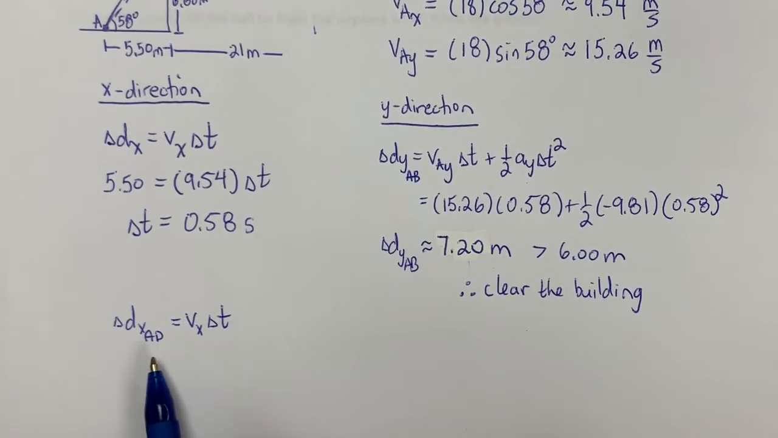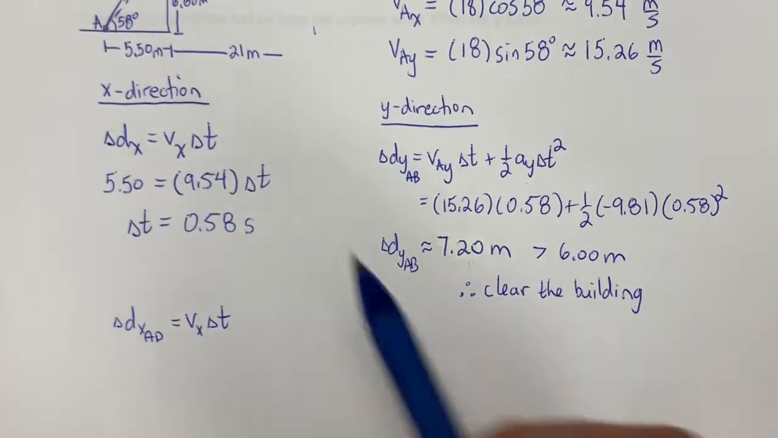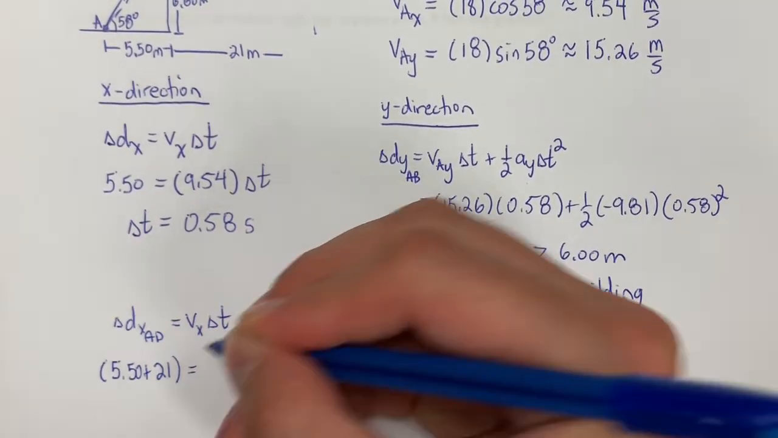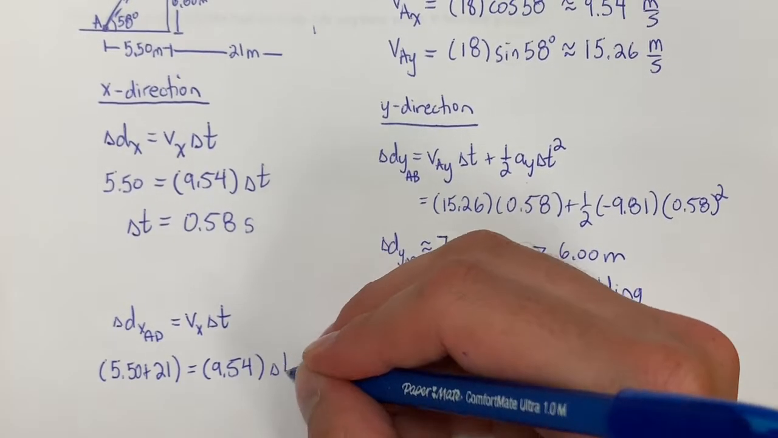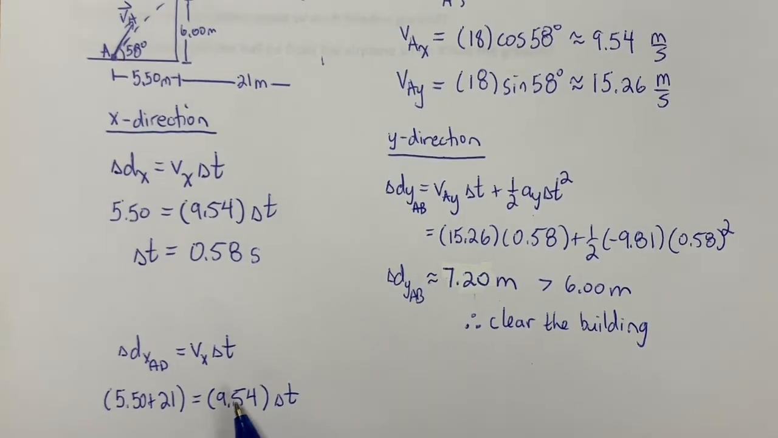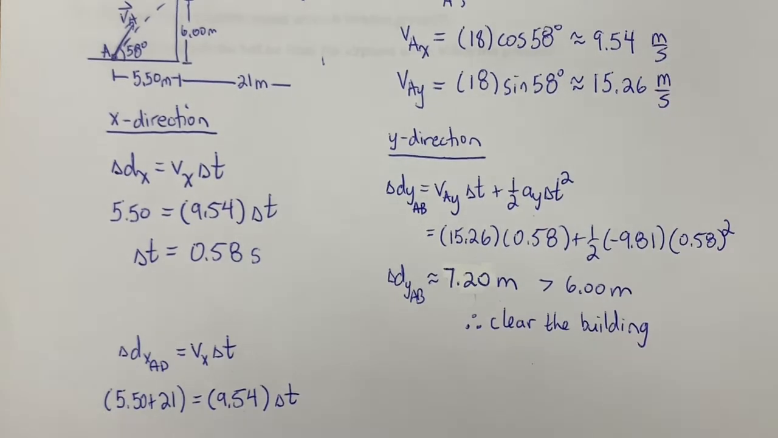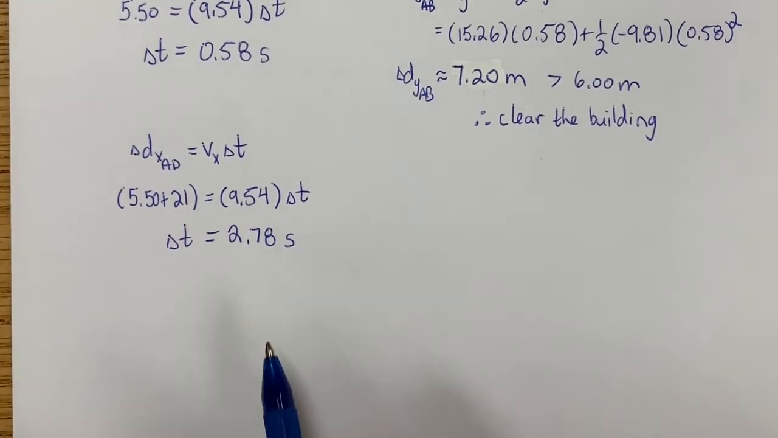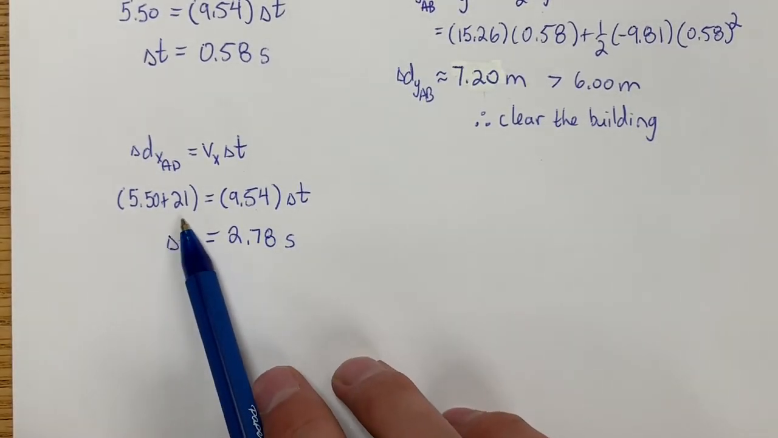I'm going to substitute in my horizontal displacement from A to D. So it's going to be 5.5 plus 21 meters. Notice I used the 9.54 meters per second, which is the x component of my initial velocity, which doesn't change during the trajectory of the motion. We get 2.78 seconds for the ball to travel this 5.5 plus 21 meters to the right.